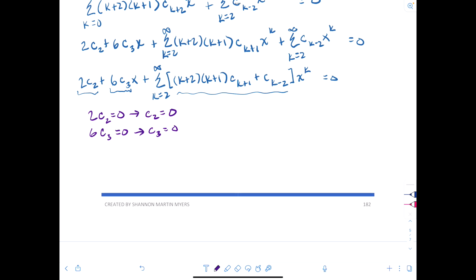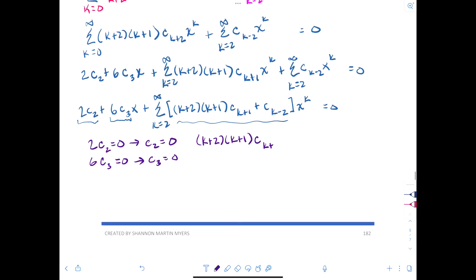Now we will have k plus 2 times k plus 1 times c sub k plus 2, and you know what I just noticed? This should be k plus 2, k plus 2, my bad. And this is k plus 2. I think I caught it everywhere else. All right, and then plus c sub k minus 2 is 0.